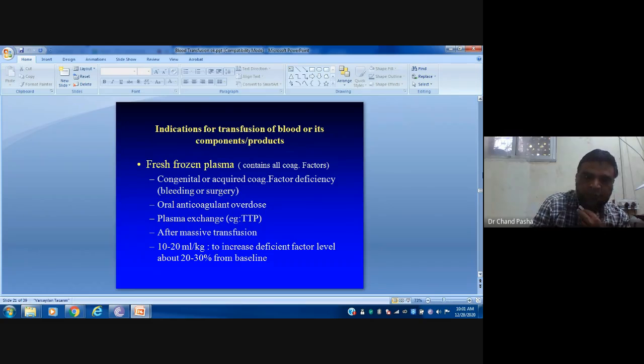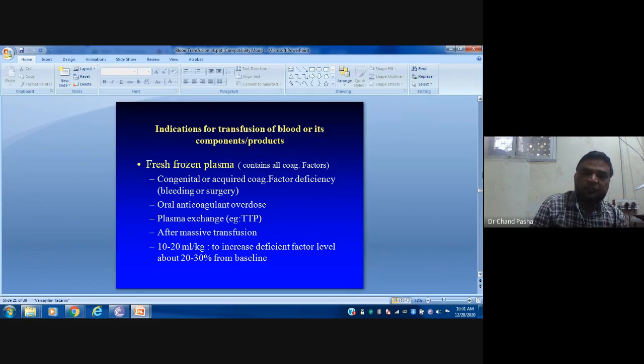See, fresh frozen plasma should be given when a congenital or acquired coagulation factor deficiency is there. For example, oral anticoagulant overdose, or while bypass surgery or cardiac surgeries are going on, anticoagulants will be given to the patients. In such cases, if something happens inside, it will lead to huge blood loss, and the patient may go into septic shock or hypovolemic shock, and may die.